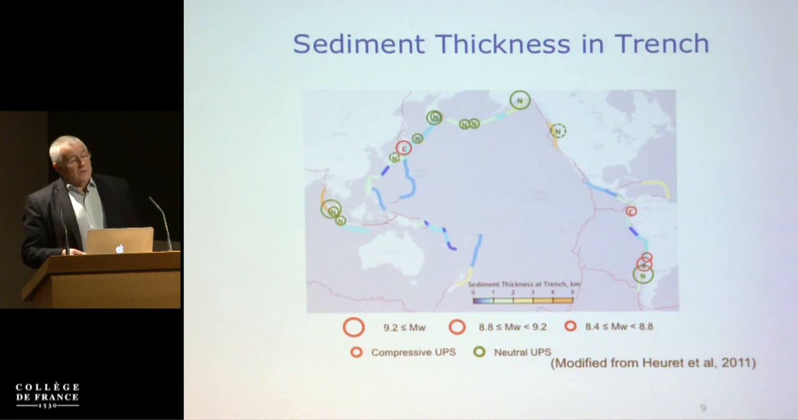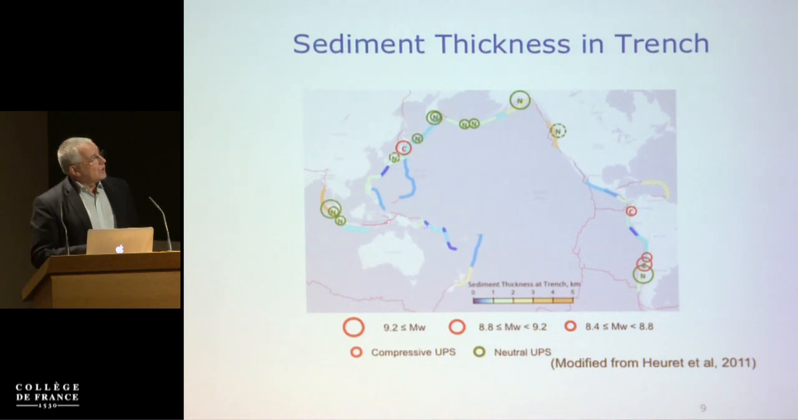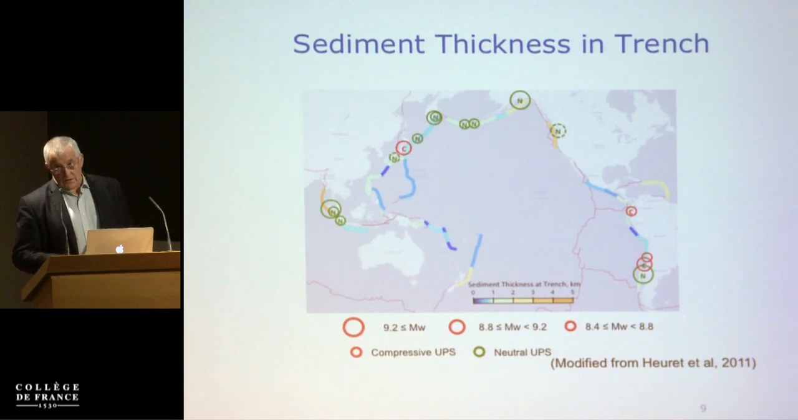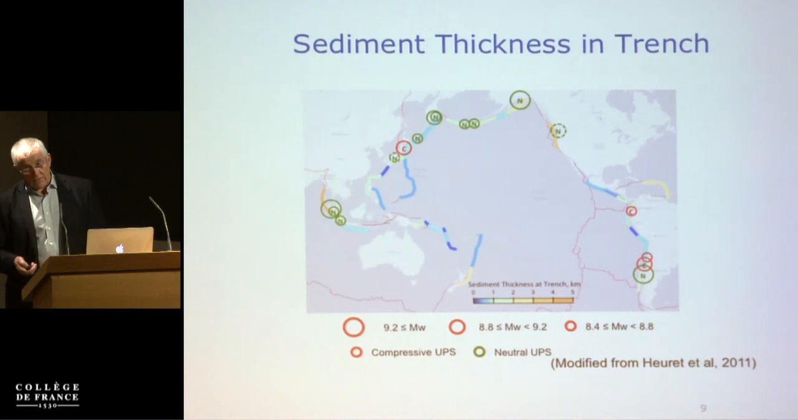Okay, a few more observations also indicated before. This is also work where Francesca, I think, was involved. What we see here is sediment thickness in the trenches. You see all earthquakes with magnitude more than 8.4, which are indicated here, and all of them are happening in the trenches where sediments are thicker than half a kilometer.